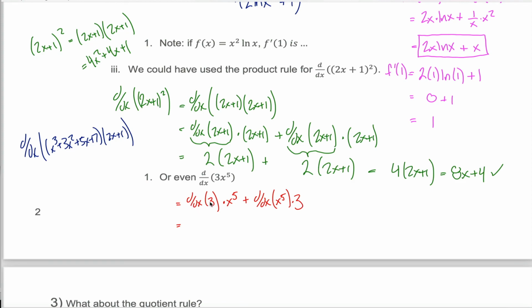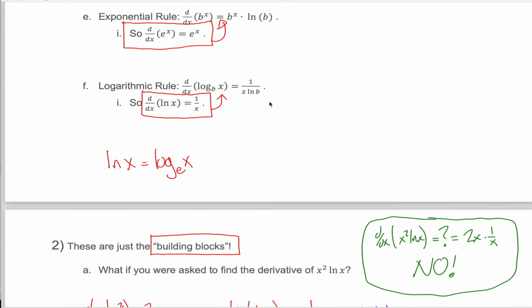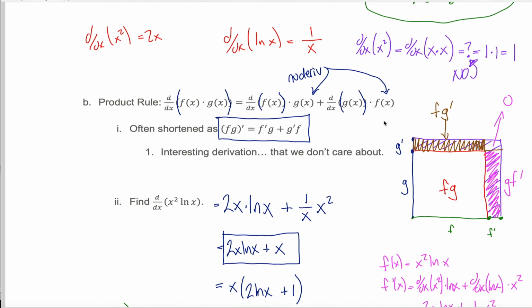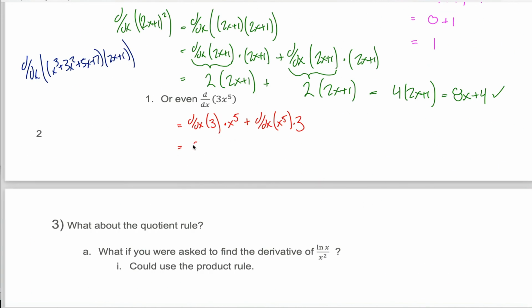Because the derivative of 3, let's see, this is a constant. I know that the derivative of any constant is just equal to 0. So when I'm taking the derivative of this 3, I get 0 times x to the 5th power plus the derivative of x to the 5th power, which is 5x to the 4th times 3. And I'd be like, yeah, that's exactly right. But look what happens. 0 times anything is 0. So this whole term just goes away. I get 0 plus 5x to the 4th times 3, 15x to the 4th.